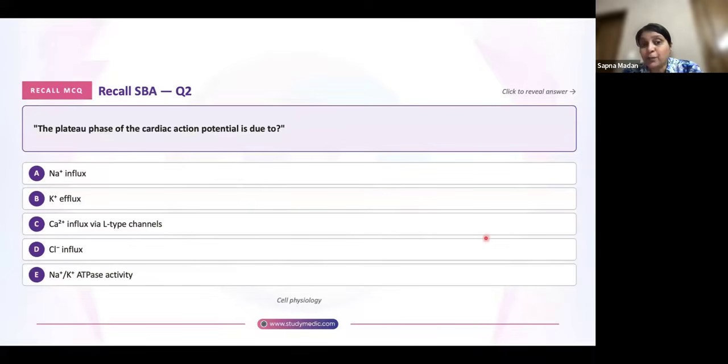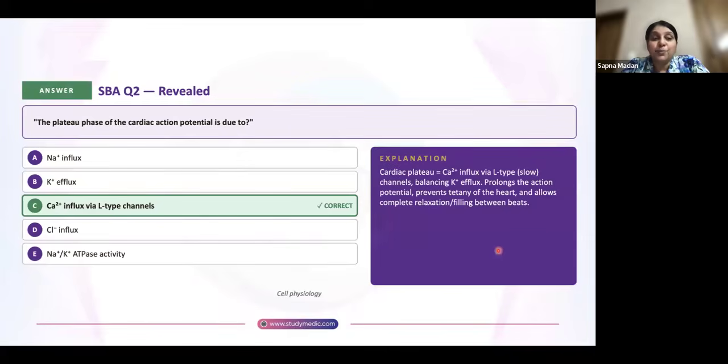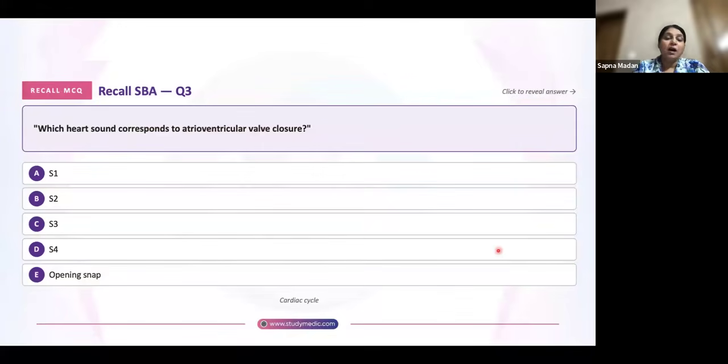The plateau phase of the cardiac action potential is due to sodium influx, potassium efflux, calcium influx via the L-type channels, chloride influx, or the sodium-potassium ATPase activity. I hope all of you will remember this in the exam, and the answer is calcium influx via the L-type channel. So you can remember them, they're lazy. Okay, slowly they're coming in, slowly they're plateauing the action potential. Okay, this is very important for proper ventricular contraction and to prevent the tetany of the heart.